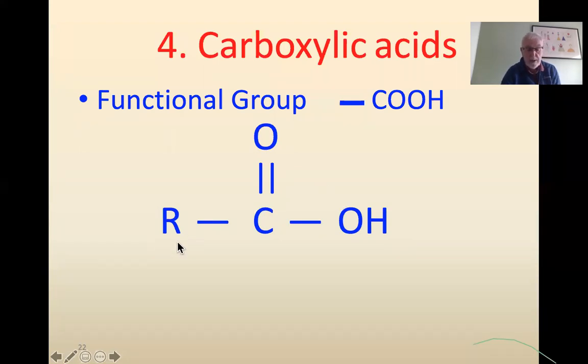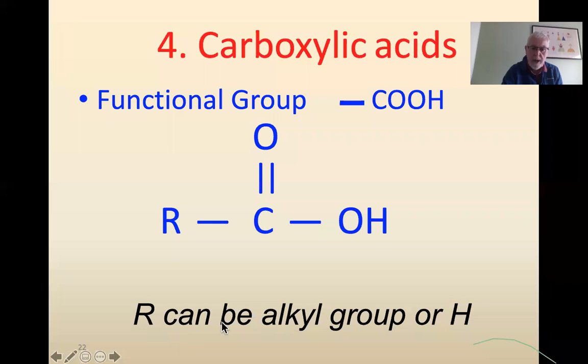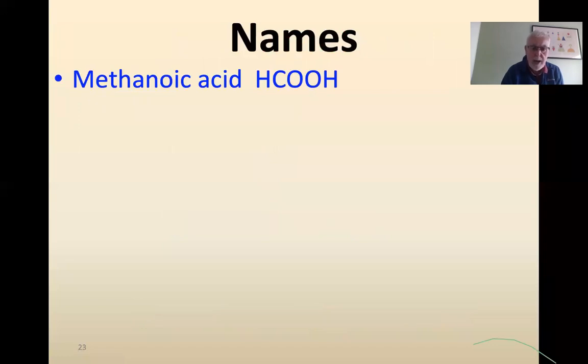The R here can either be hydrogen, in which case that would be methanoic acid, having just one carbon, or it can be an alkyl group. If it's a methyl group, that's CH3, this would be ethanoic acid. So R can be an alkyl group or hydrogen. Right, names of the carboxylic acids. The first one is called methanoic acid. HCOOH is its molecular formula. It's commonly called formic acid.